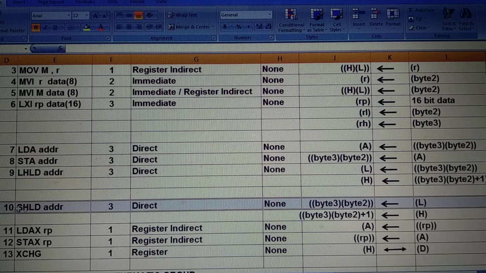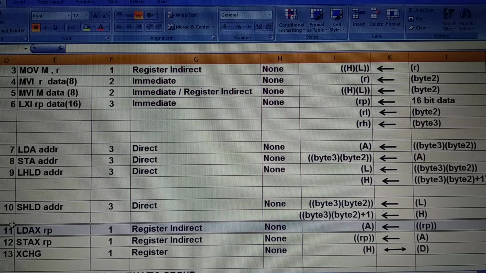Next, SHLD. Store the content of H and L direct. It means the second and third bytes of the instruction give the memory, therefore the addressing mode is direct. The number from register L goes to the memory location given by the second and third bytes, and the number from register H goes to the next consecutive memory location.